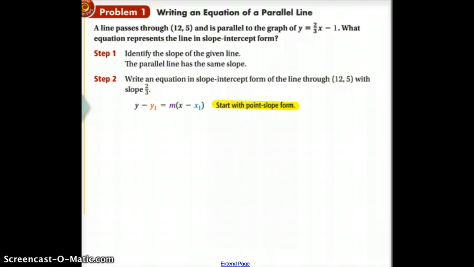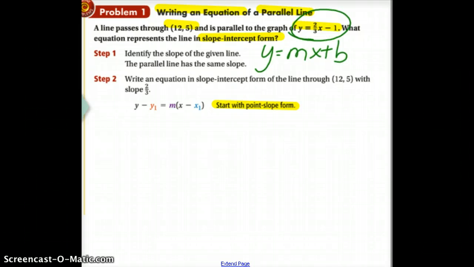All right, so we're going to practice writing an equation for parallel lines. So in a problem like this, they're going to tell you a line passes through this point and it's parallel to the graph of this line. What equation represents the line in slope-intercept form? So they always want these equations in slope-intercept form. So pretend that we're looking at a graph and there's already a line graphed. Its equation is y equals 2/3 x minus 1.